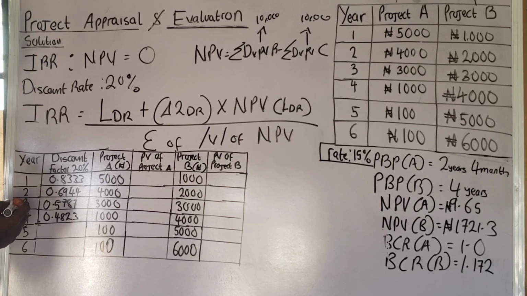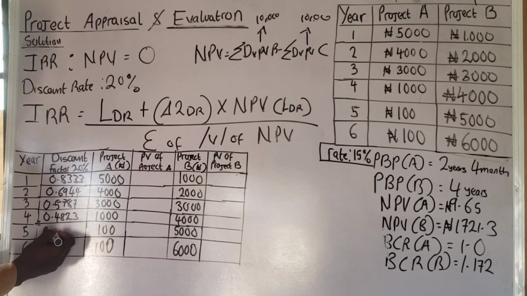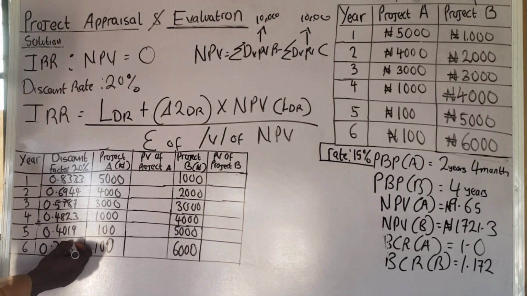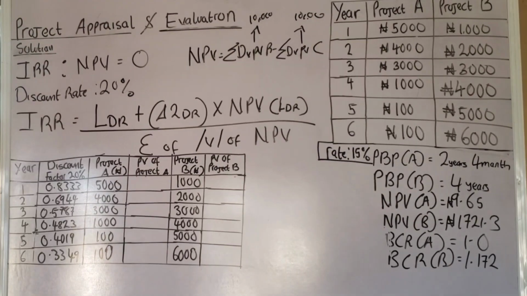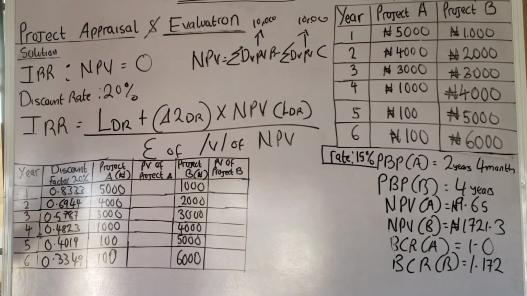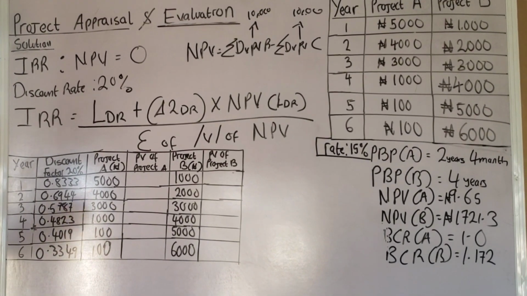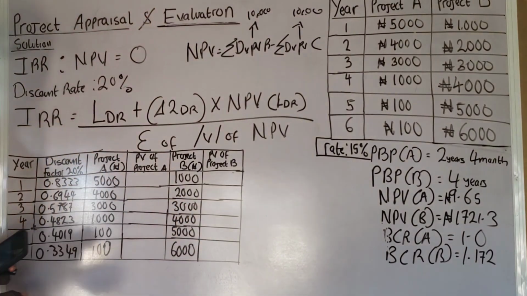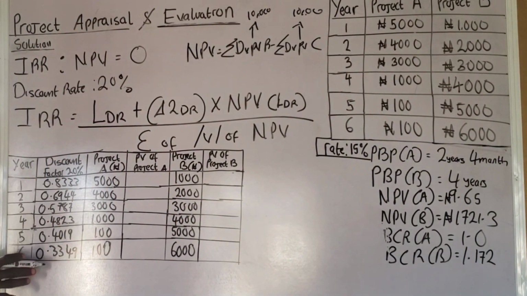And for year 5, that will be 0.4019. Year 5 is 0.4019. Okay? And year 6 is 0.3349. Do you understand? So I'm very sure you are well versed with how to use the discount factor table. I've already shown it to you when we were using 15%, and I also explained how I got this, so you are going to use the same steps. Just follow the same approach.